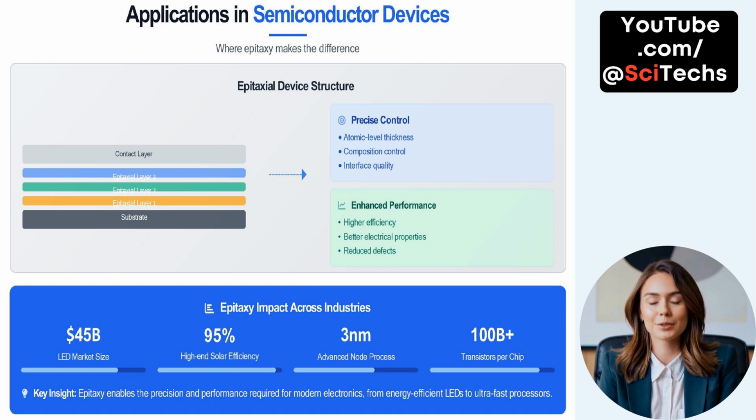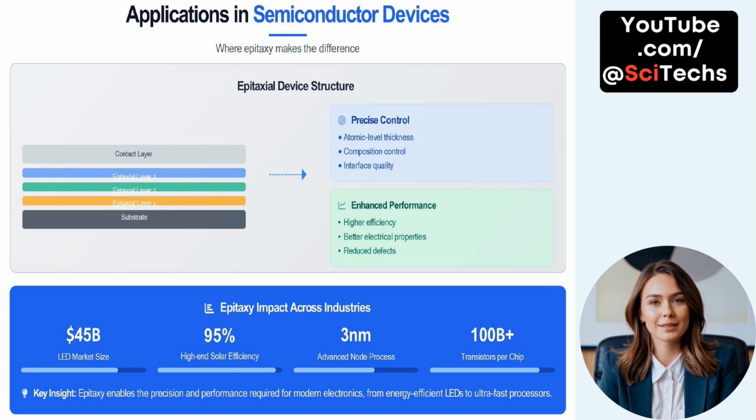Epitaxy also provides precise composition control, enabling engineers to tailor materials for desired electrical or optical properties. High-quality interfaces between layers are essential to reduce defects and ensure reliability. The results are compelling: higher device efficiency, improved electrical performance, and significantly fewer defects. These benefits support high-end applications across industries.